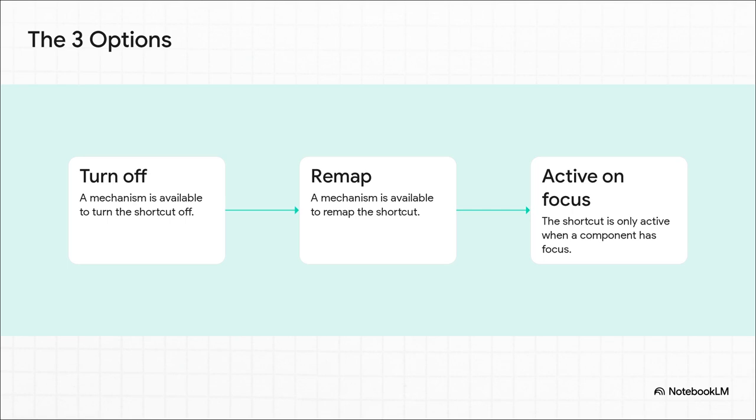1, just let users turn the shortcuts off. Simple. 2, let them remap the keys. So instead of Y, maybe it's Control-Alt-Y. Or 3, only make the shortcut work when a specific button or part of the interface is actively selected. You only have to do one of these things to completely solve the problem for Kim.